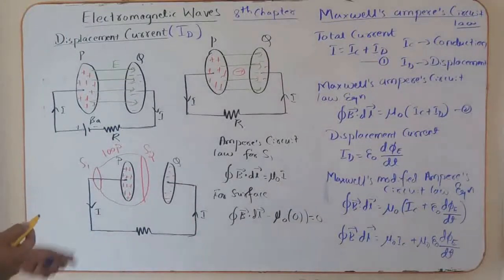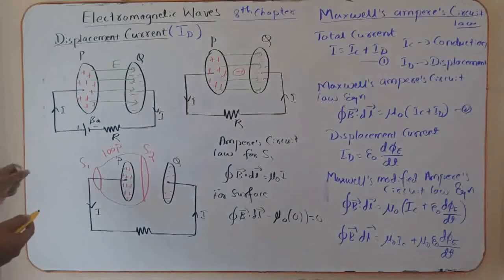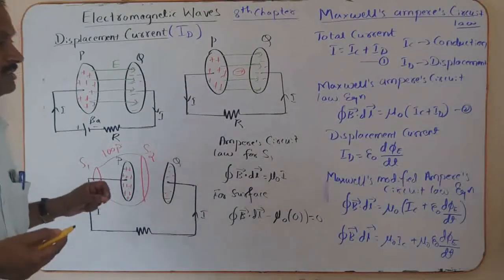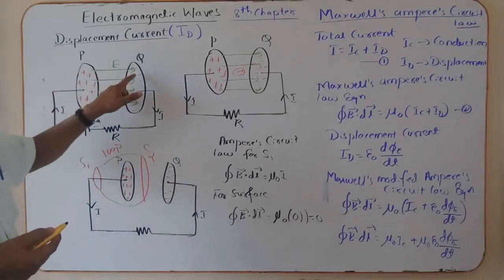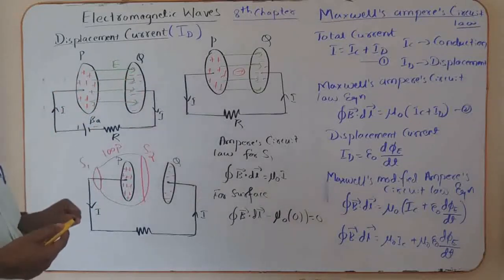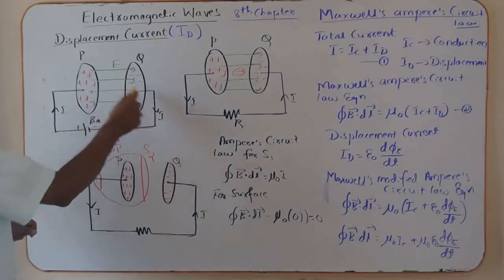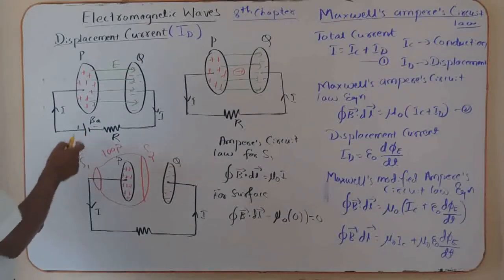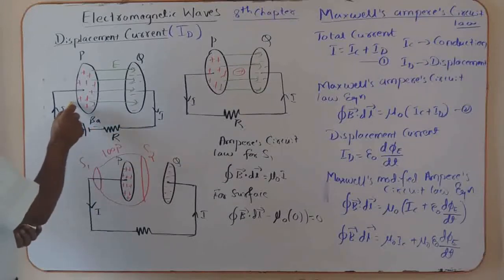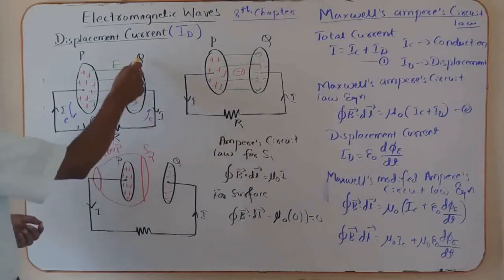Now see here, there is one important experimental method conducted by Maxwell. P and Q are the two parallel plates of a capacitor, and a resistance is connected in series with the capacitor and a battery. Now current I flows through the resistance. Electrons are removed from one plate and collected on plate Q.